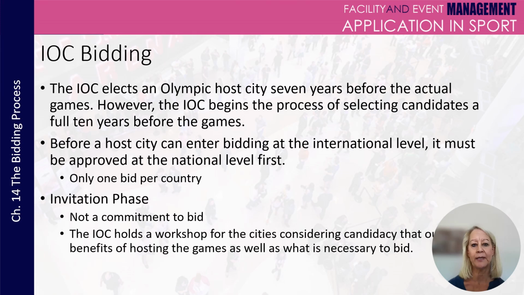The International Olympic Committee, or IOC, follows a long-term, highly structured process to select a host city for the Olympic Games. The host city is officially elected 7 years before the Games begin, but the entire process actually starts a full 10 years prior, with early planning and preparation. Before a city can even enter the international bidding stage, it must first receive national level approval. Importantly, the IOC only allows 1 bid per country, so internal selection is competitive.